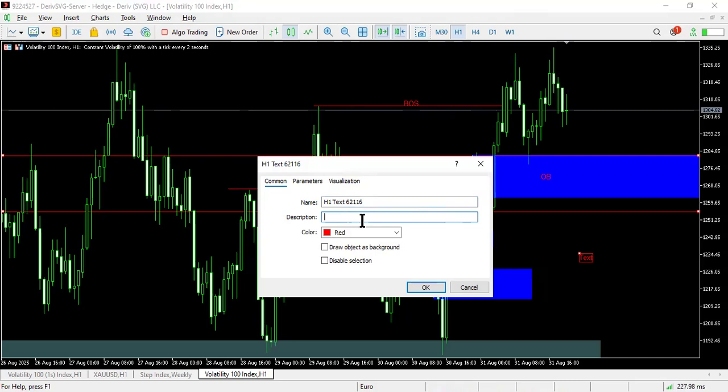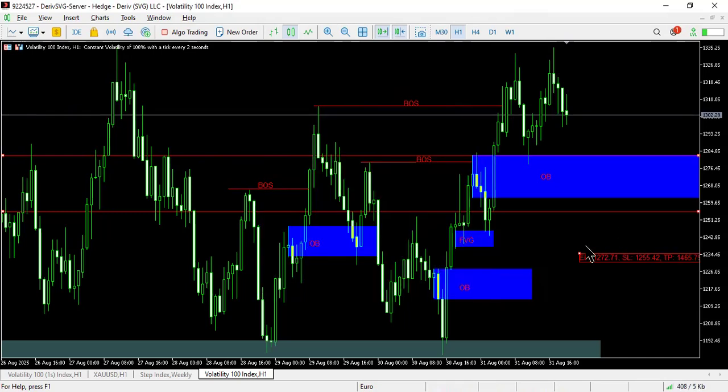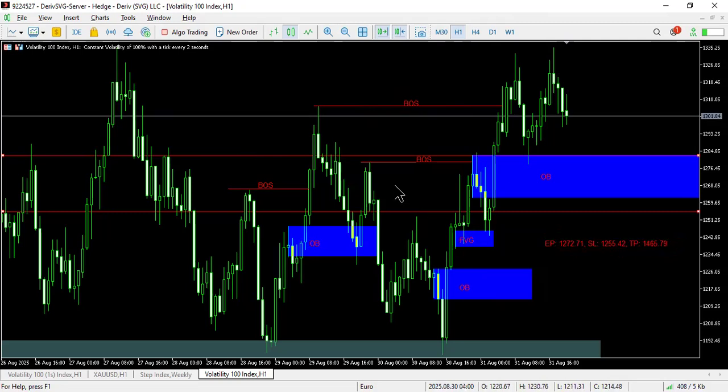So the coordinates, entry price, 1272.71. And then our stop loss, 1255.42. And then our take profit will be at 1465.79. So that is a buy limit you can place.